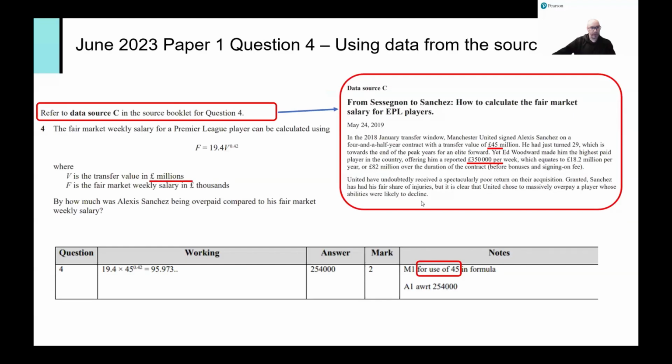There's a similar sort of question, but from 2023. So here again, referring to data source C. This is about money that footballers earn. We've got a formula here. And the important thing here is that V is the transfer value in millions. Okay, and we can see in the actual text, we've got our transfer value of 45 million, where million was given in words. So we want to make sure they know what value to substitute into the formula. We need to be using 45, not 45 million, but 45.